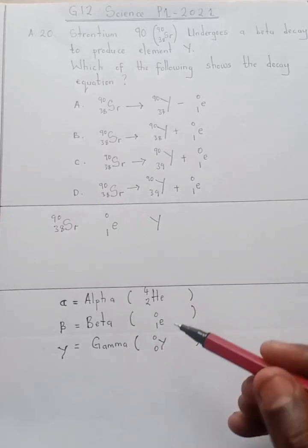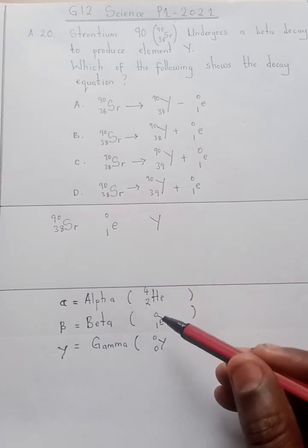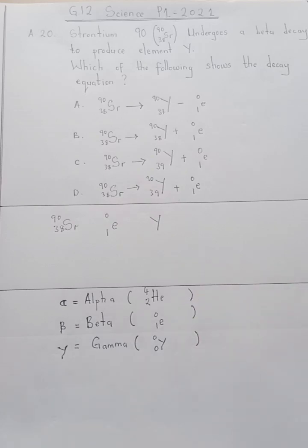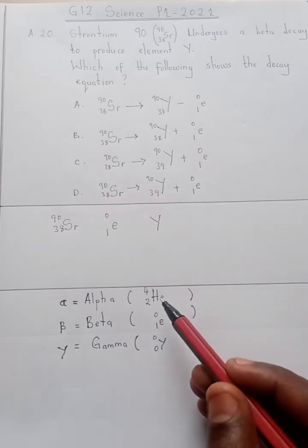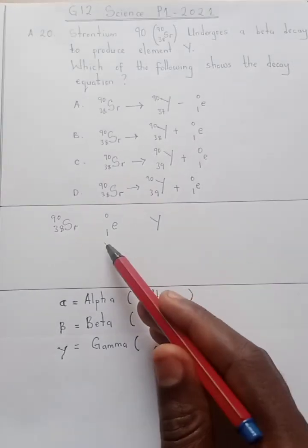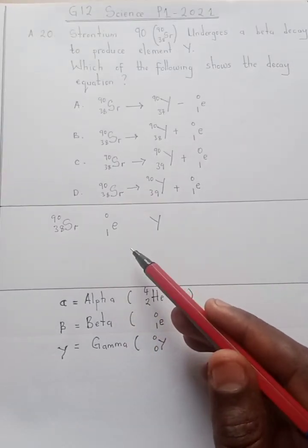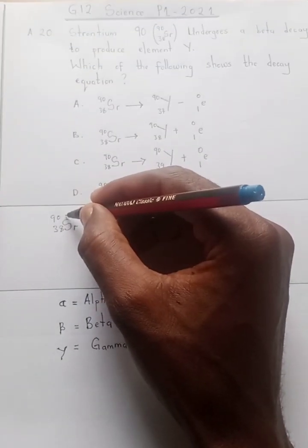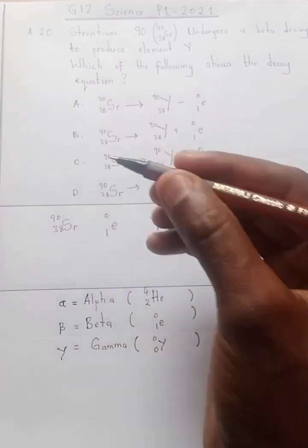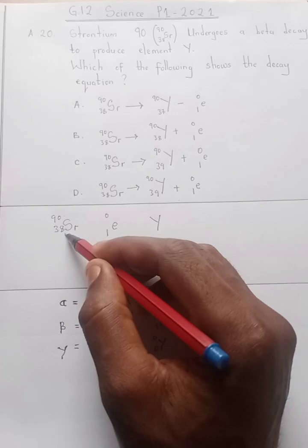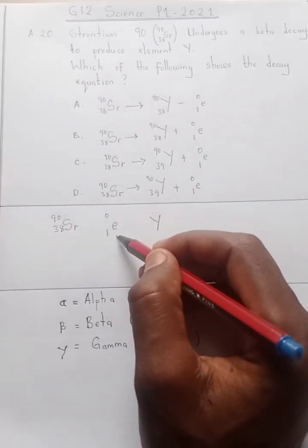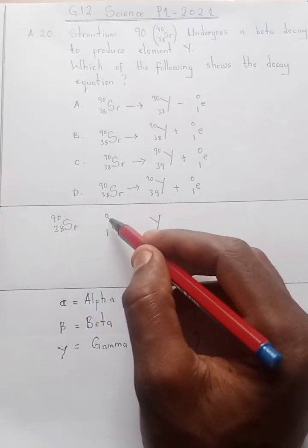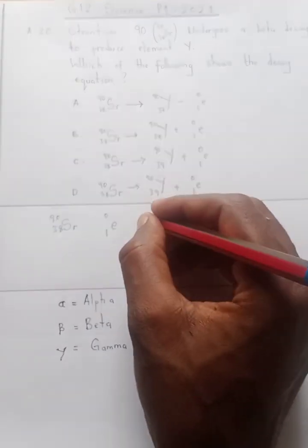Now, what happens to the element that decays depends on what kind of particle it has released after decaying. In our question, it is a beta particle that it has released. So decay simply involves what happens to the mass number of the radioactive element, and what happens to the atomic number as well. If it is a beta particle like in our question, the mass number does not change. That's why we have 0 here. So it remains 90.